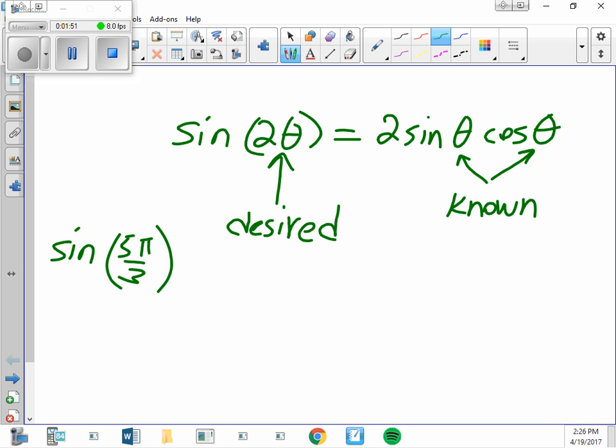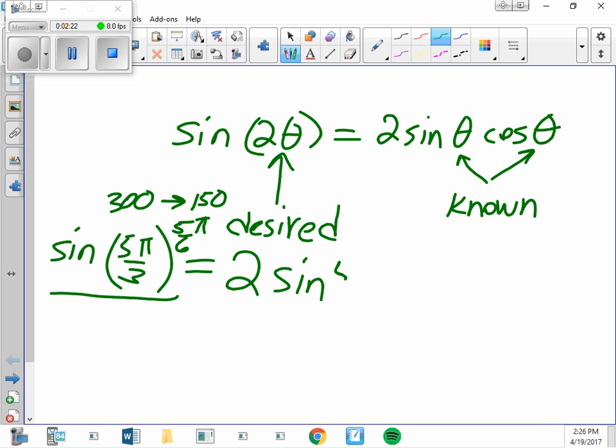5 pi over 6. So we are going to say the sine of 5 pi over 3, or you can change it to degrees. That's fine too. What is 5 pi over 3? 300. So that would convert down to 150, and this one would convert down to 5 pi over 6. So if you want to know what 5 pi over 3 is, all you have to do is take 2 times the sine of 5 pi over 6 times the cosine of 5 pi over 6.